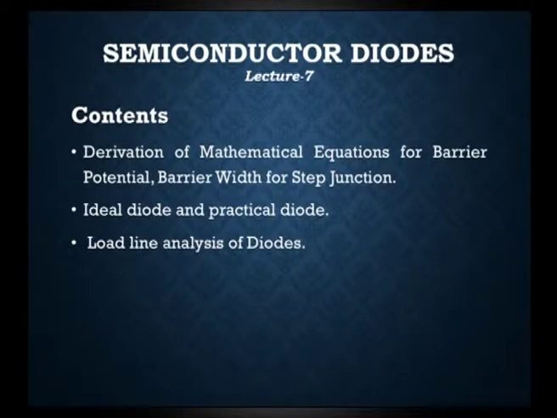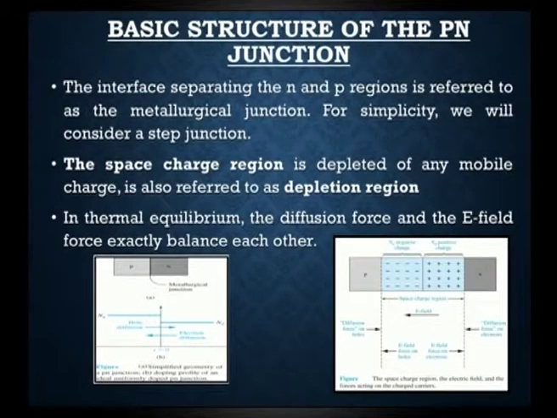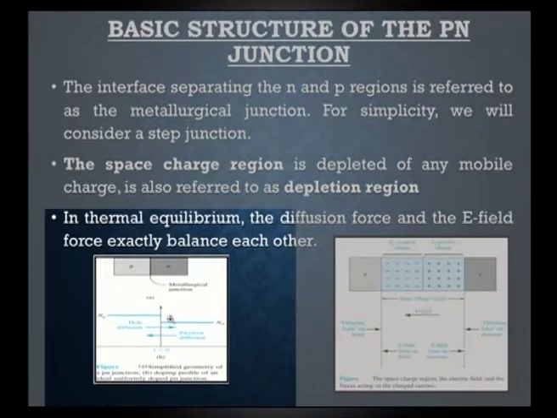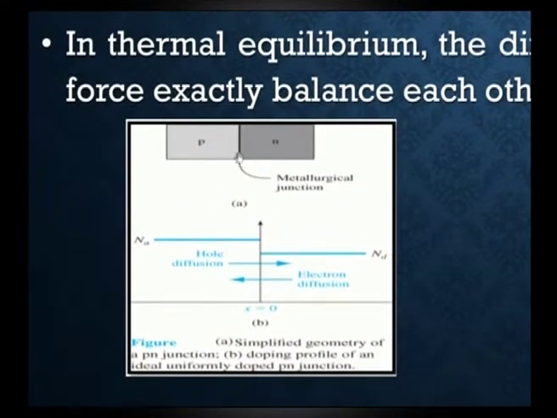So, the very first thing, we need to refresh once again the basic structure of the PN junction before deriving the built-in potential. Here the interface separating the N and P regions is referred to as the metallurgical junction. For simplicity, we consider a step junction for the derivation. This is a metallurgical junction, that is, when the P and N type material come into contact, this is called a metallurgical junction.